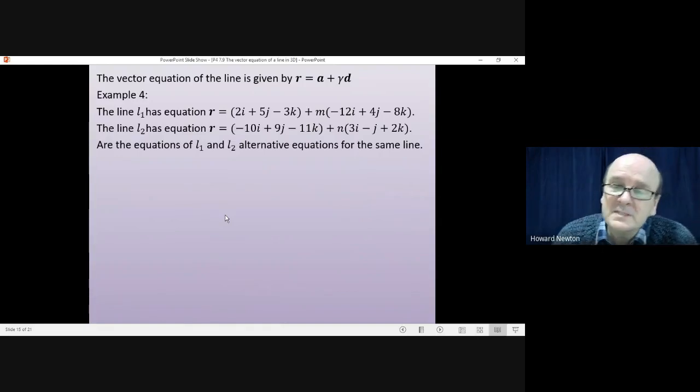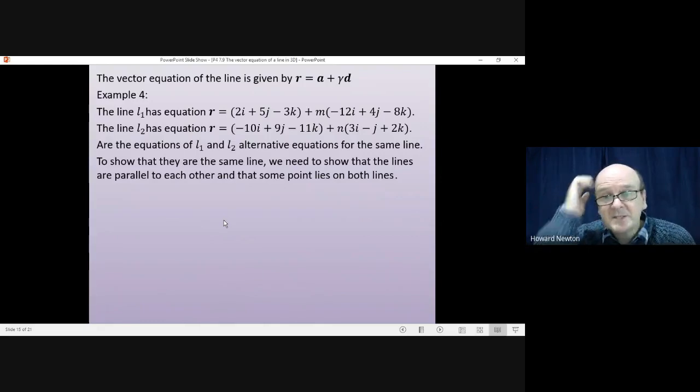Now, we've already discovered that there are many, many ways to write down the equation of a line that can look very different from each other. We can use any point on the line. And when we look at the directions, we just need to have a direction which is a multiple of the other direction. So these could be the same line. The question is, are they?